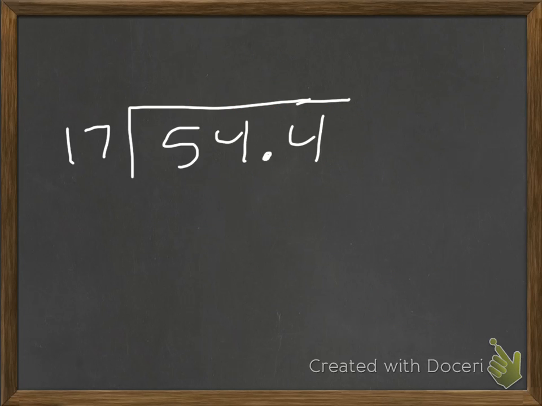So I have 54.4 divided by 17. First thing I want to do is put my decimal up here. And then I want to see how many times 17 can go into 54. So 17 times 2 is going to be 38, so 2 won't work.